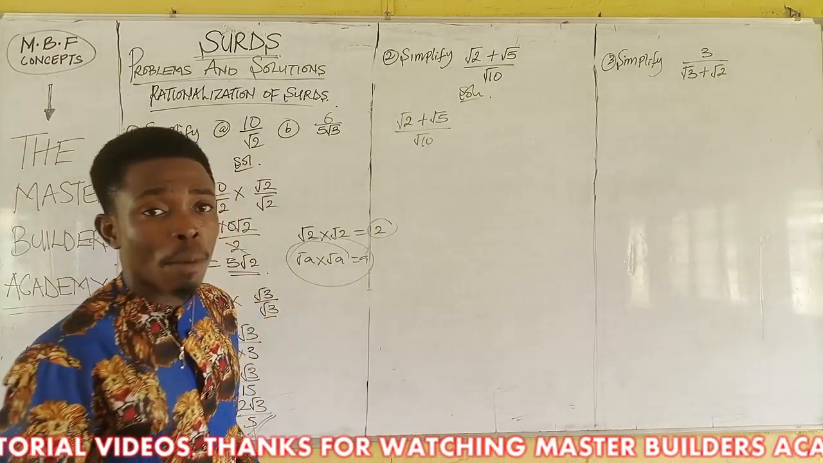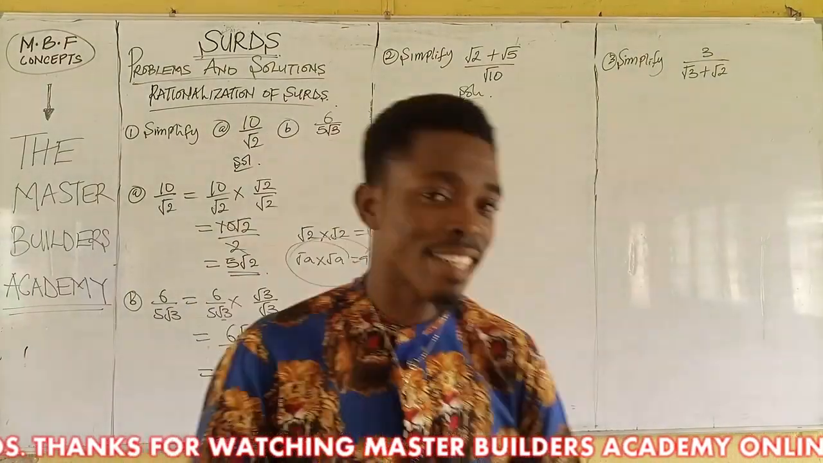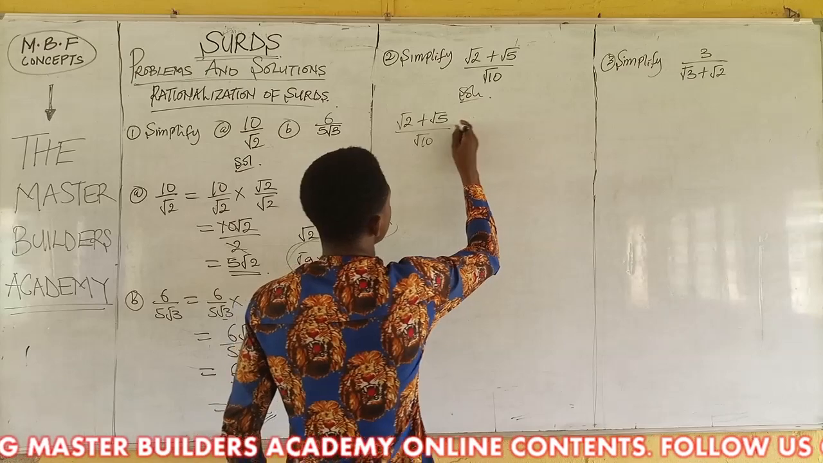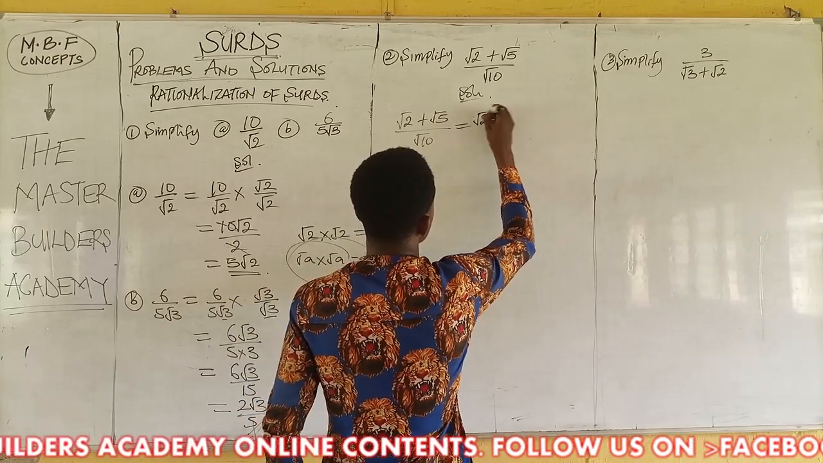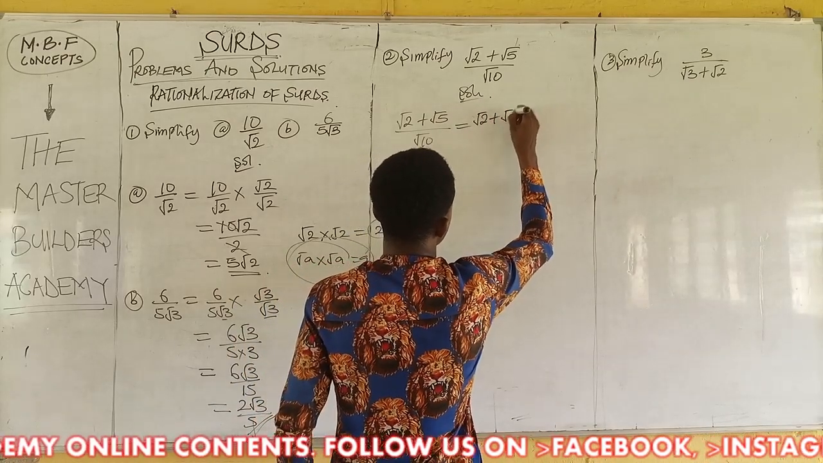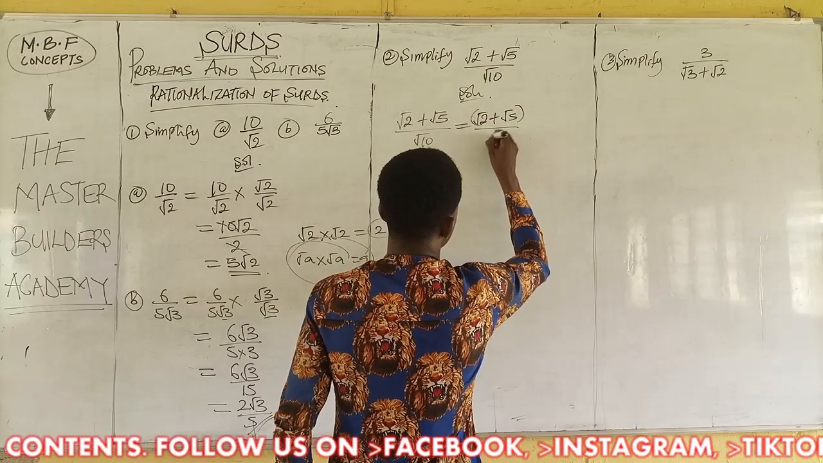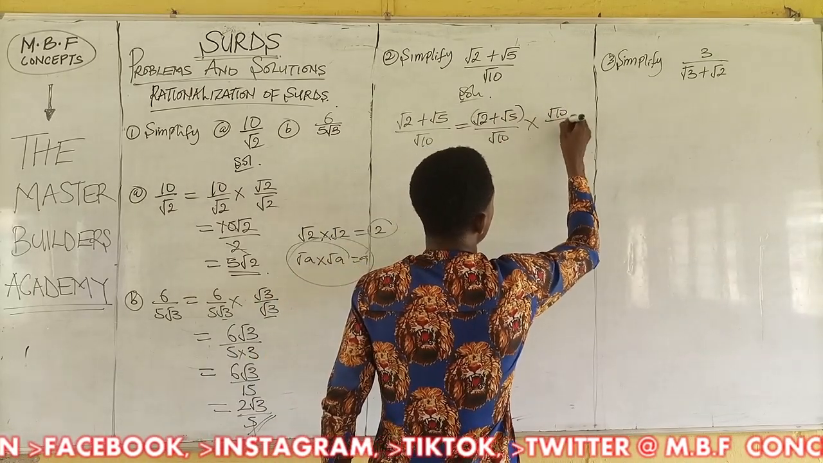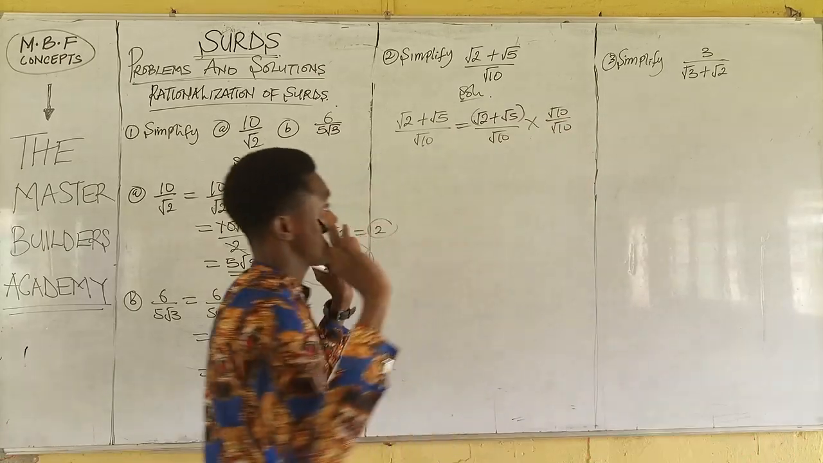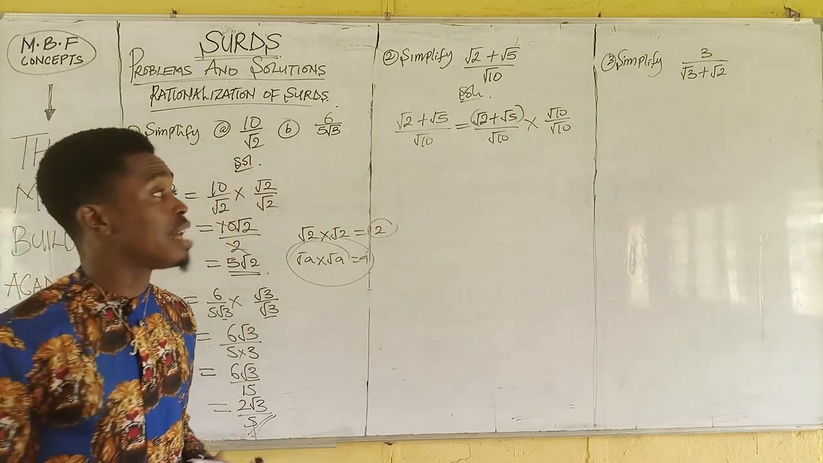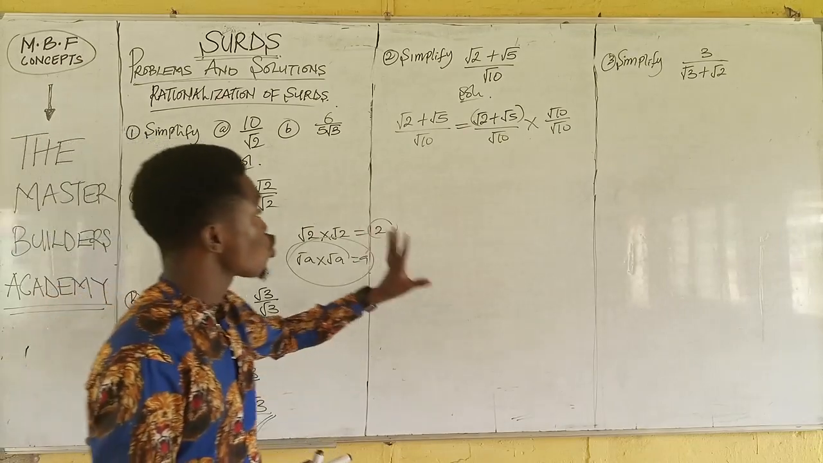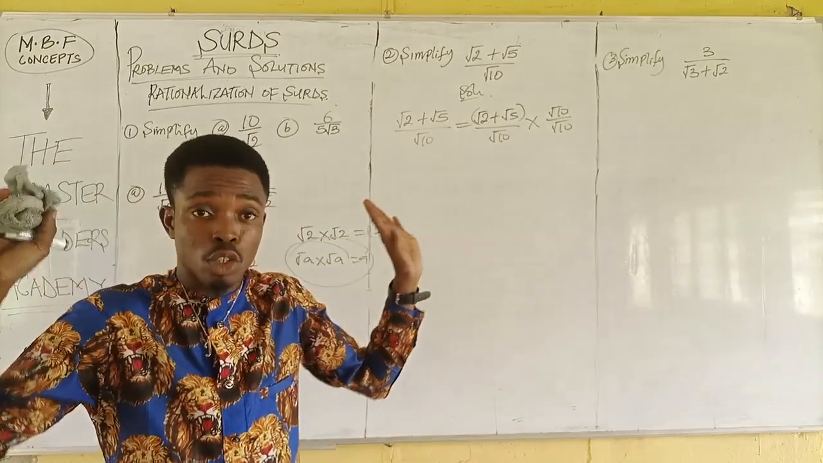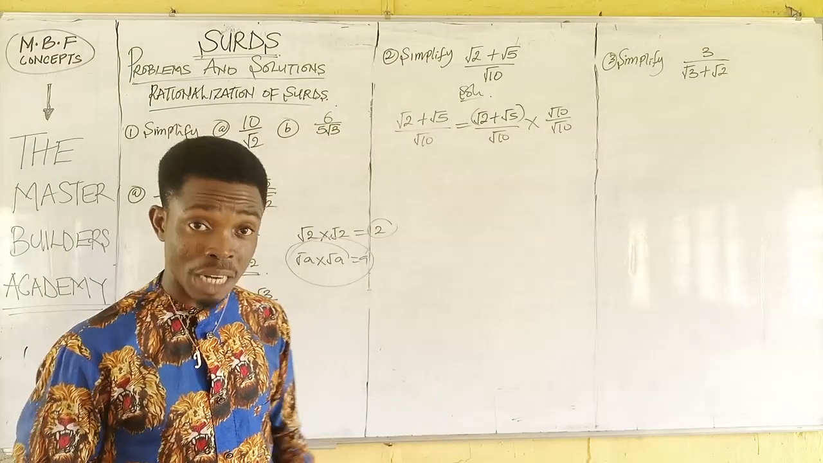And now, at the denominator, please, in this case, all we simply do now is to have that this is equal to root 2 plus root 5 in bracket over root 10. We just repeat the question times root 10 over root 10. It's as simple as this, guys. All you use to multiply both the numerator and the denominator is the square root at the denominator. That's what you use to rationalize.